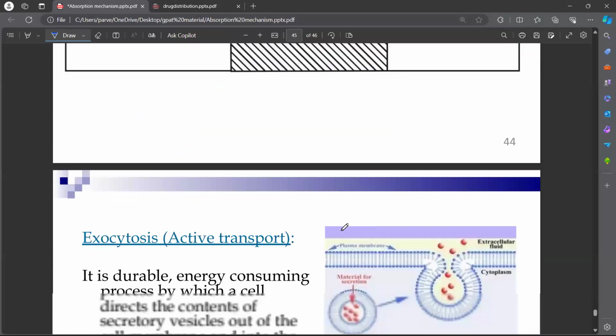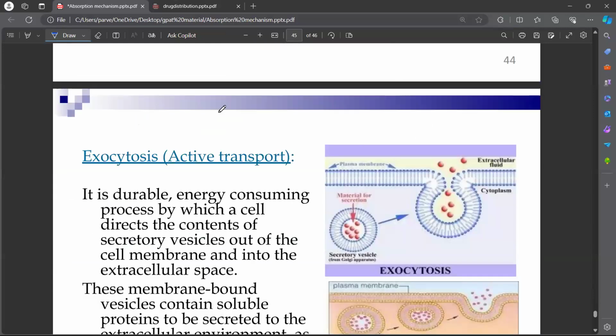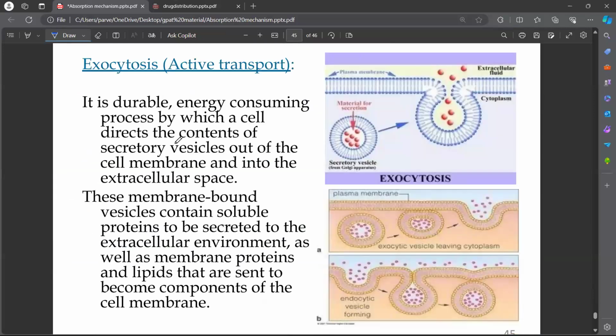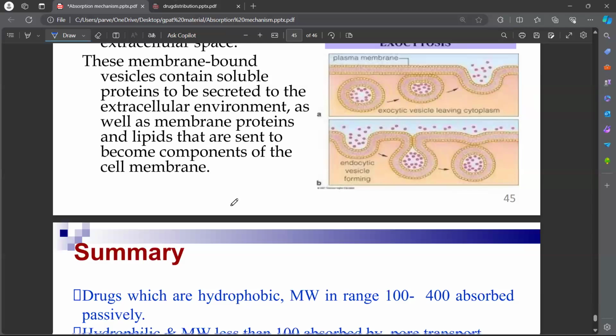So basically, exocytosis. Exocytosis is an energy-consuming process by which the cell directs the contents to be secreted out of the cell membrane. So endocytosis, exocytosis. Exocytosis is nothing but something being removed from the cell. So this is the summary of the whole.